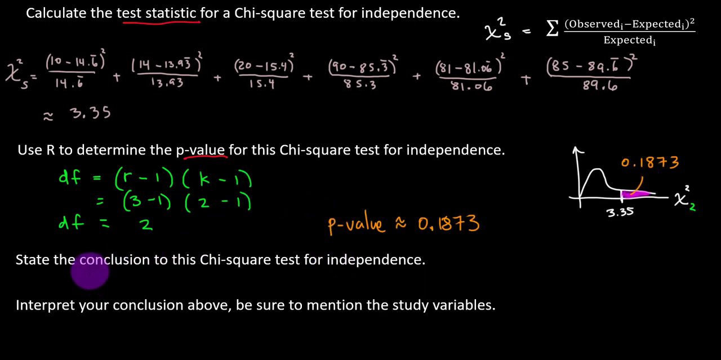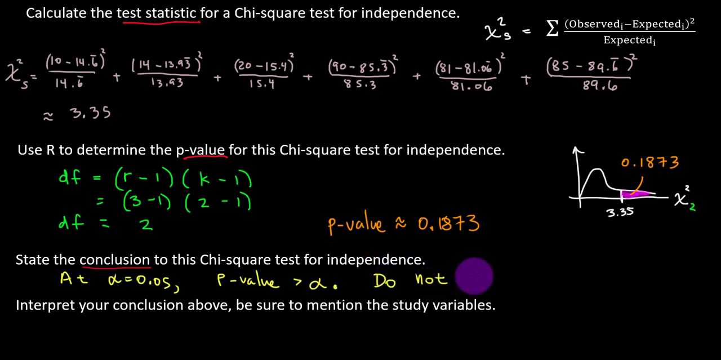Next step is to state our conclusion to the hypothesis test. At the 5% level of significance, our p-value exceeds alpha. Therefore, we do not reject the null hypothesis.